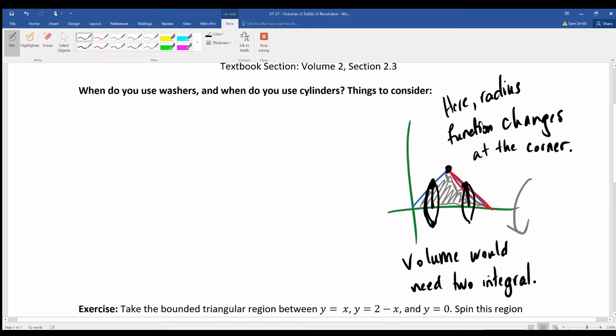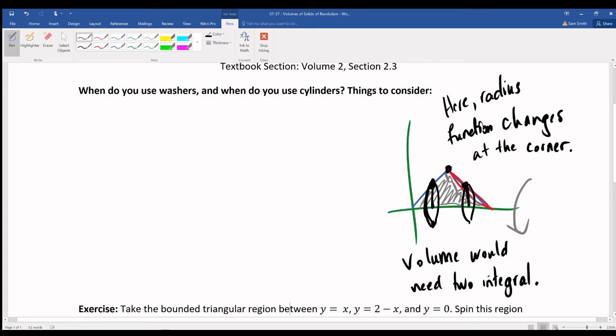One integral where the radius function was given by the blue function, and a second integral where the radius function was given by the red function. So if I were going to use method of washers here, I would absolutely have to do two integrals to actually find that volume. One integral for the blue function being the radius, and one for the red function being the radius.